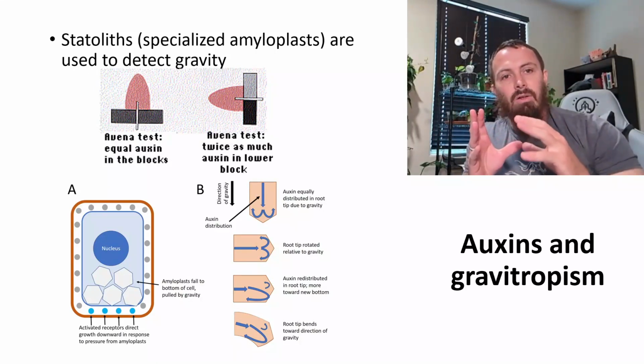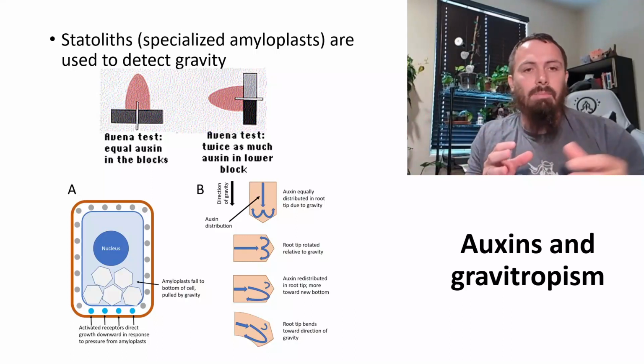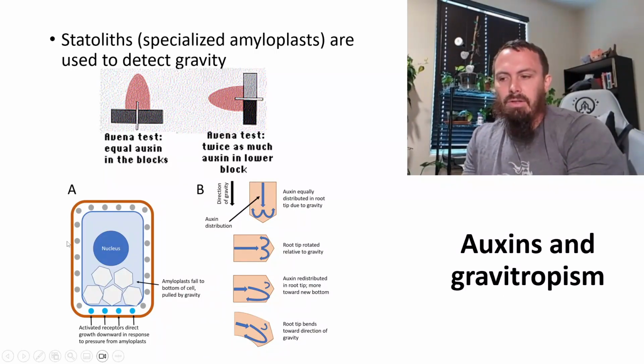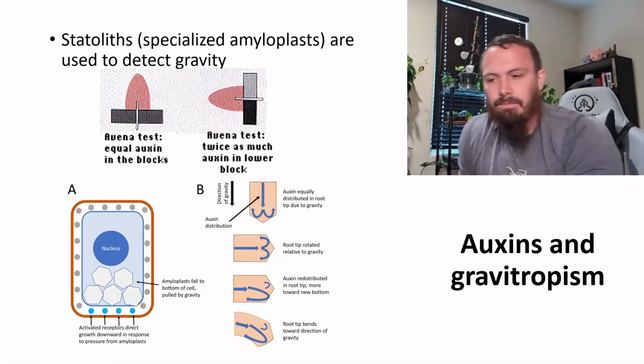Inside the little cell, the amyloplasts, due to gravity, are going to fall to different parts of the cell based on the orientation of the root. So you can see that down here. Imagine gravity is going straight down on the slide here. All the amyloplasts fall to the bottom. Now, at the bottom of the cell here are these little receptors that detect where the amyloplasts are inside of the cell.